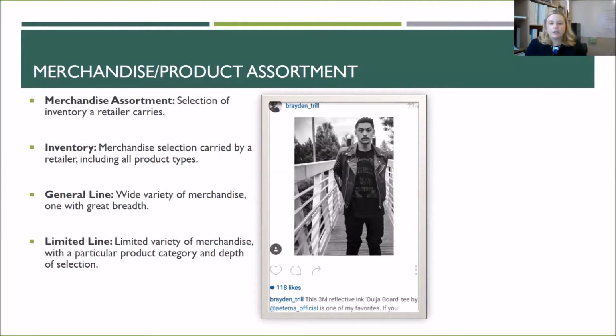And then we have merchandise product assortment. So there's additional terms that you need to know with regard to variety and assortment. And these relate to selection of merchandise. So a common term that you'll hear in retailing is merchandise assortment. And this will factor into the building of your store simulation later in the semester. This is just referring to the selection of inventory that a retailer carries or that a manufacturer produces. And then inventory is the merchandise selection that is carried by the retailer, including all of the product types.